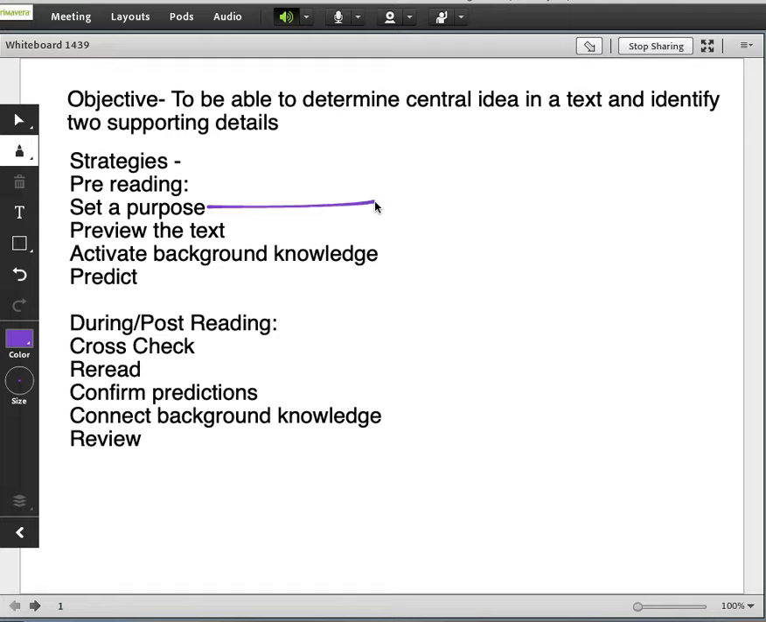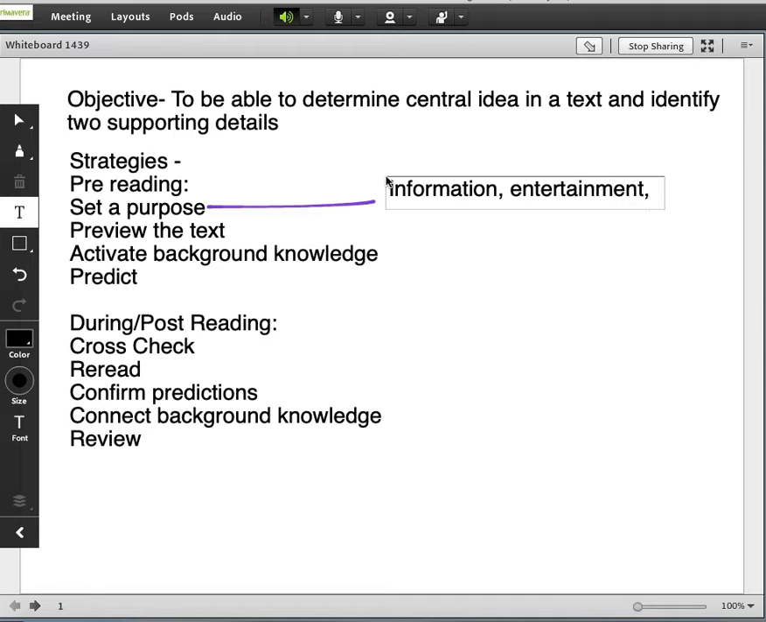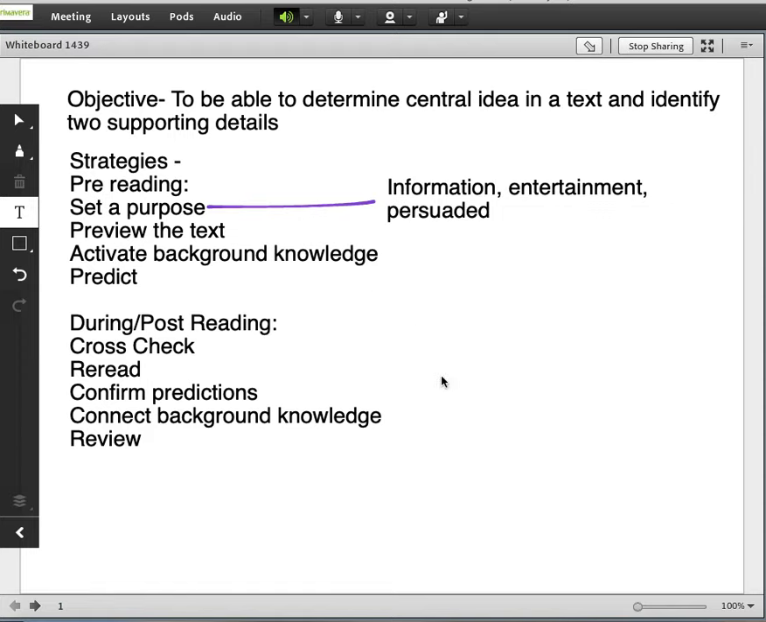So I just sit down and read for entertainment. If I was reading a newspaper article, I might be reading for information. So these are just some reasons we might be reading: for information, entertainment, or to be persuaded. All of these are reasons we might be reading.